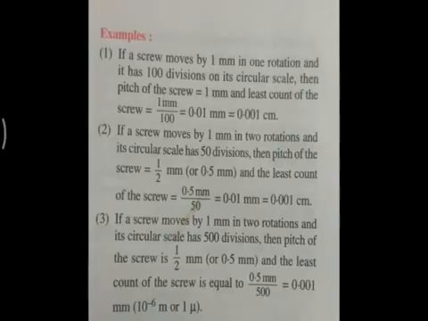Let us take some examples. First example: it is given that a screw moves by 1 millimeter in one rotation. When the circular head completes one rotation, the distance moved is the pitch. That means pitch over here is 1 millimeter, and it has 100 divisions on its circular head. Now what is the least count? Pitch divided by total number of divisions on the circular head. So 1 upon 100 will become 0.01 millimeter, or you can say 0.001 centimeter.